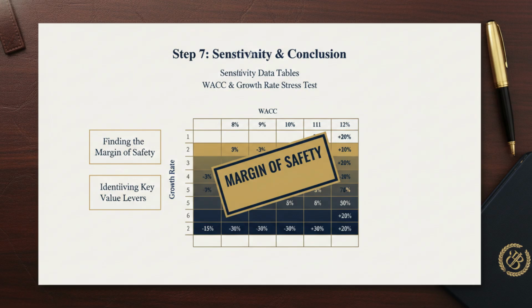A model is only as good as its inputs. A 1% change in WACC or a 0.5% change in terminal growth can drastically swing the valuation. That's why we perform sensitivity analysis. We test various scenarios to see how sensitive the valuation is to key drivers, like revenue growth or margin expansion. As VCs and investors, our job is to find the margin of safety, the gap between the intrinsic value and the current price. If the valuation holds up even under stress, you've found a winner.